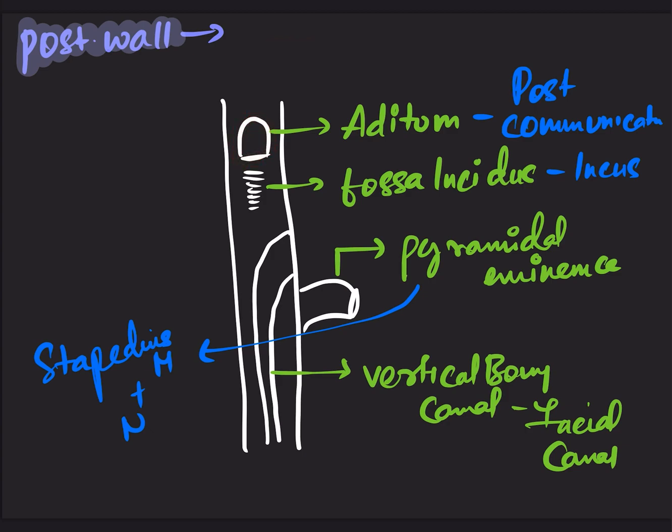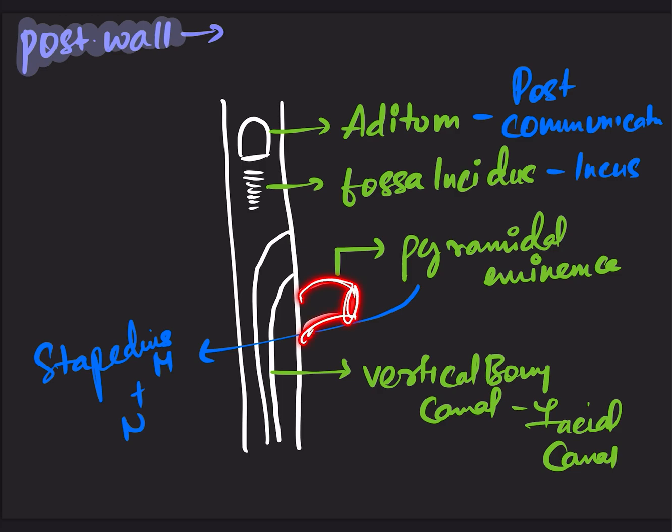And next you can see a depression called the fossa incudis, from which the short process of the incus is suspended. In the lower part, you can see a vertical bony canal through which the facial nerve is descending to reach the stylomastoid foramen. And the important thing here is the pyramidal eminence.